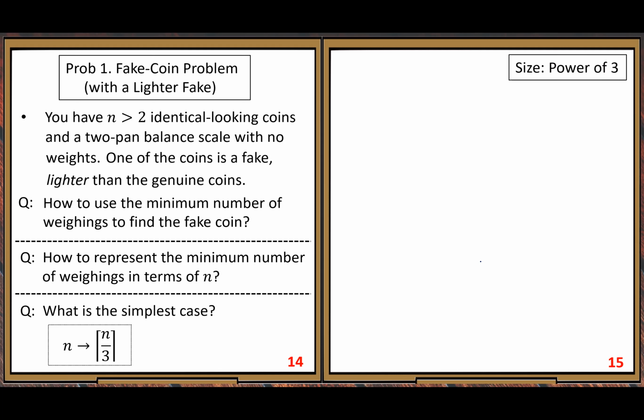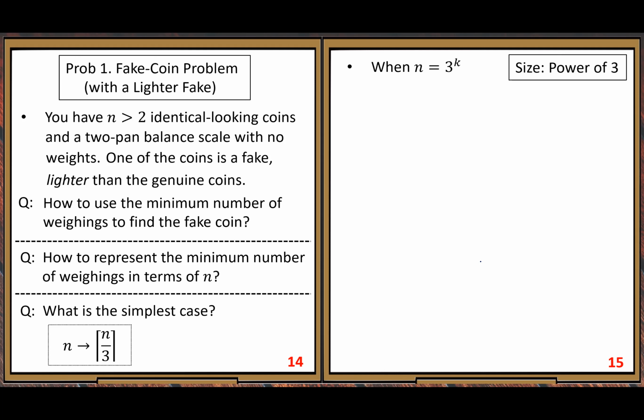We assume n is the power of 3 first. Yeah, because we want to work on the easiest case first. That's important. Easiest case first. Power of 3, that's the easiest case. Okay, so let's work. Let's assume n equals 3 to the kth power.